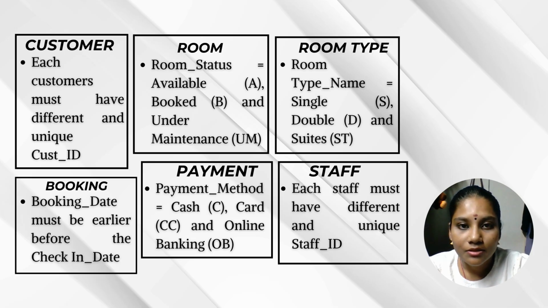The third entity is room type. So for room type, the unique attribute is room type name. For that, I name them single, which is stated as S, second double, D, and lastly suite as T. The fourth entity is booking. For booking, the booking date must be earlier than the check-in date. For payment method, I state cash as C, card as CC, and online banking as OB. And lastly, for the staff entity, each staff must have a different and unique staff ID.